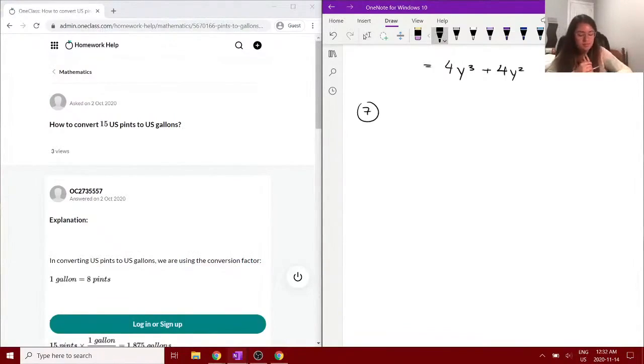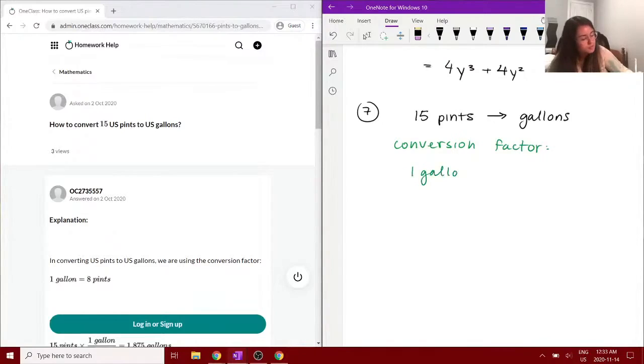Question number 7. This question asks how to convert. We have 15 US pints. We want to convert this to gallons. Okay, so we have the conversion factor, and this conversion factor tells us that 1 gallon is equal to 8 pints.